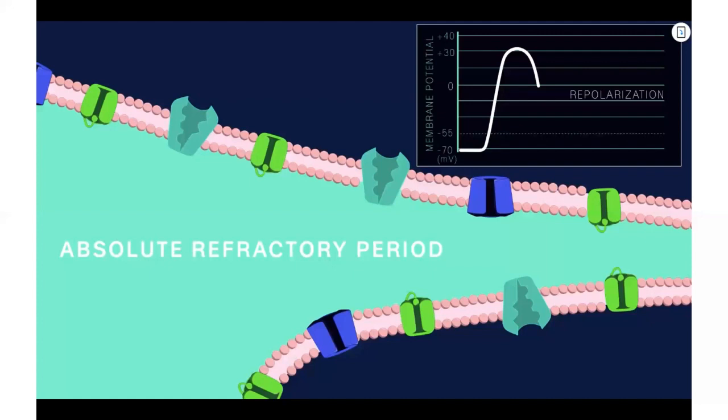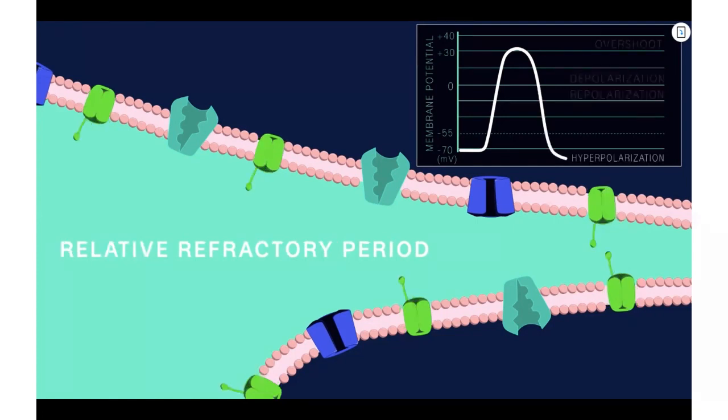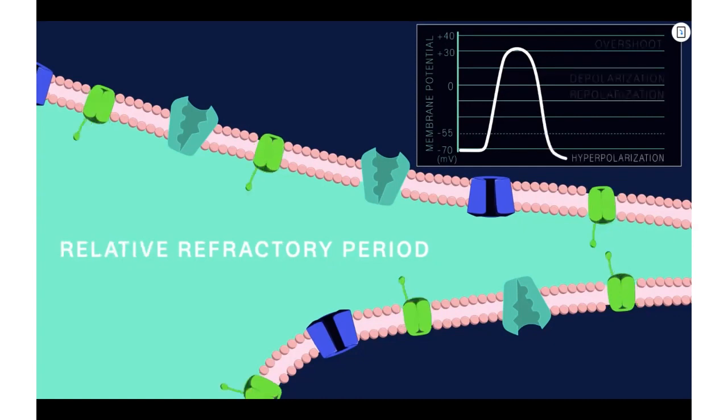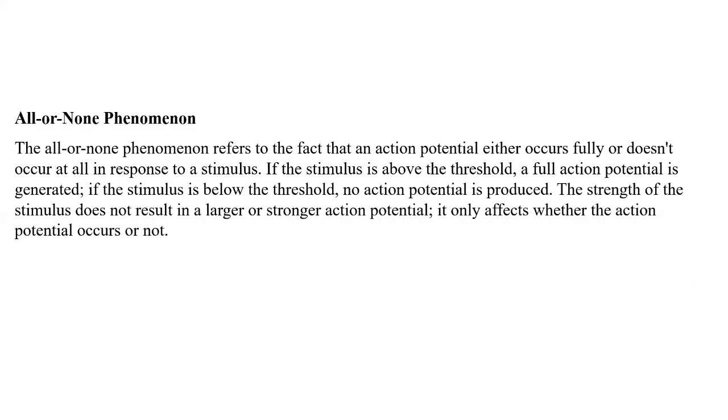Then here they have shown the absolute refractory period. How does it look when the absolute refractory period is going on? This is the relative refractory period. Okay, so here, this happens in the repolarization process. This happens when the cell has reached the hyperpolarization state.